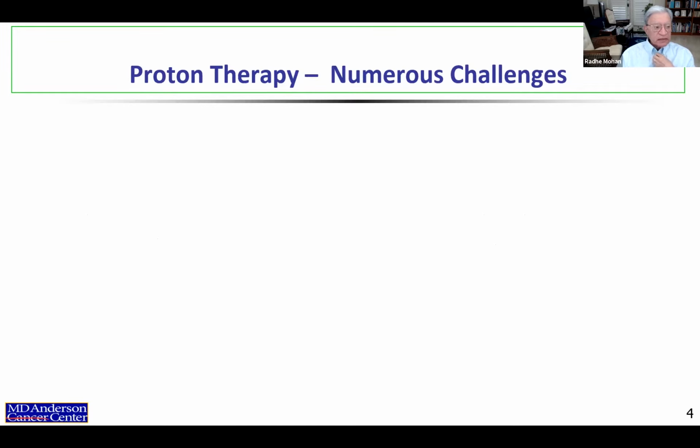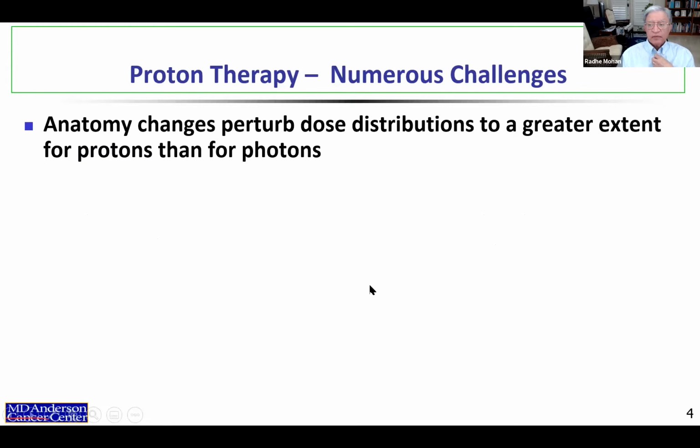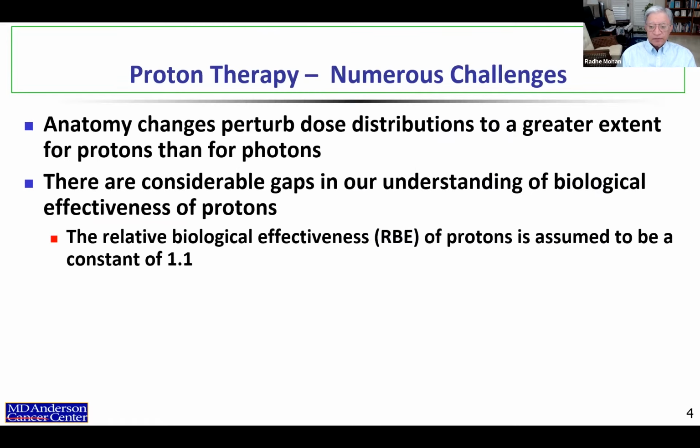However, there are many challenges. One of them is that the proton dose distributions have very high gradients, and they are perturbed much more easily by anatomy changes and setup uncertainties, much greater than with photons. And also, as Brígida pointed out, there are considerable gaps in our understanding of the biological effectiveness of protons, and we currently continue to assume the RBE to be 1.1, which is not correct.